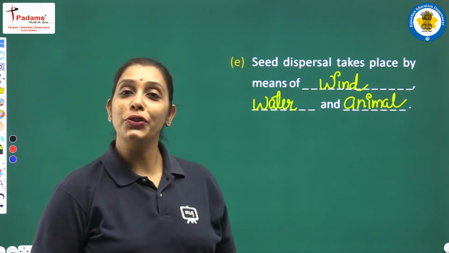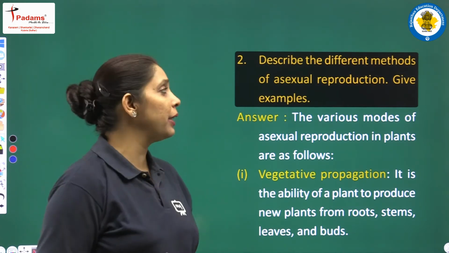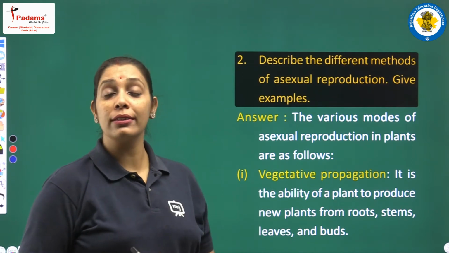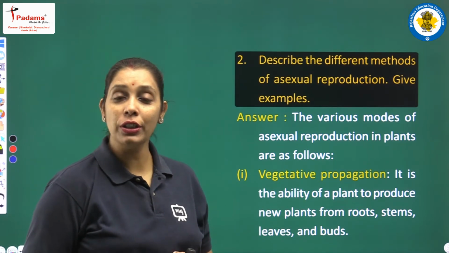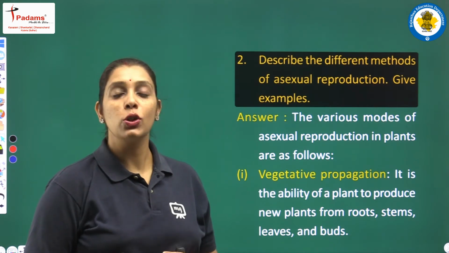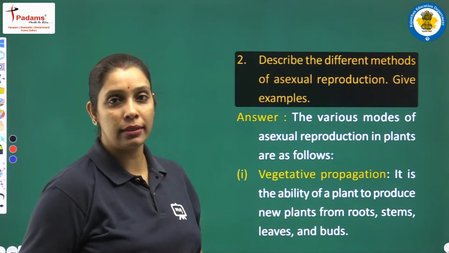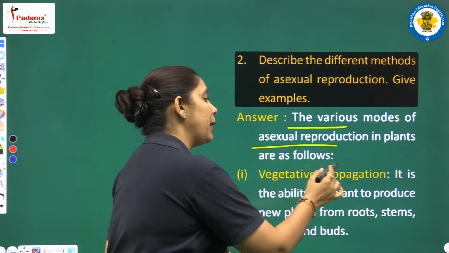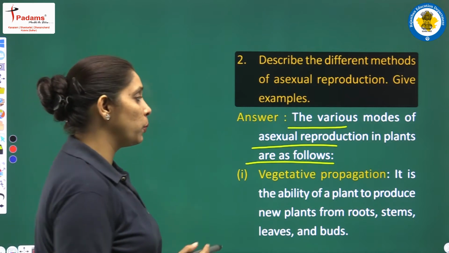Okay, move to the next question, class, and next question is describe the different methods of asexual reproduction. Give examples. Students, I already told you what are the different methods of asexual reproduction. What are they? Vegetative propagation, budding, fragmentation, spore formation. So here we will discuss all of them and write all these methods in this question. Okay, the various modes of asexual reproduction in plants are as follows. First one is vegetative propagation.